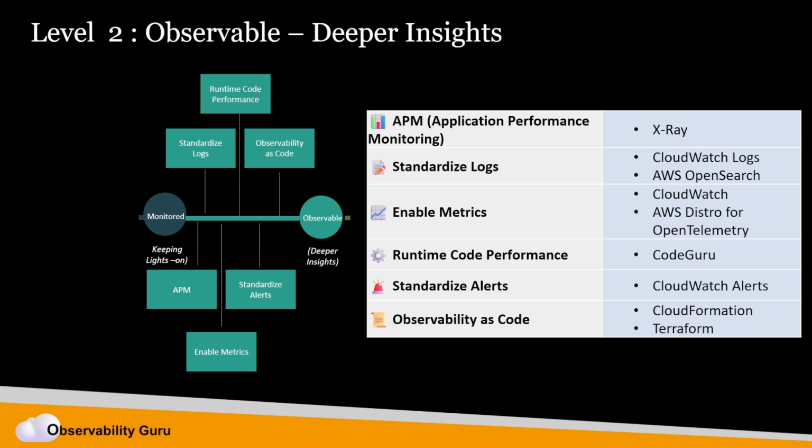So the observable, or the deeper insights level 2 state, will allow us to leverage the traces, the logs and metrics, and then build a lot of meaningful alerts. And then once these alerts trigger, it will help us to isolate our root cause much faster than level 1.